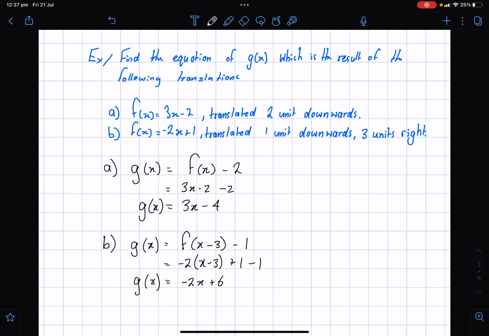So a little bit trickier, but you've just got to keep in mind, horizontal translations go inside my function like this. Vertical translations go outside my function like these two. Keep that in mind and you'll be money.